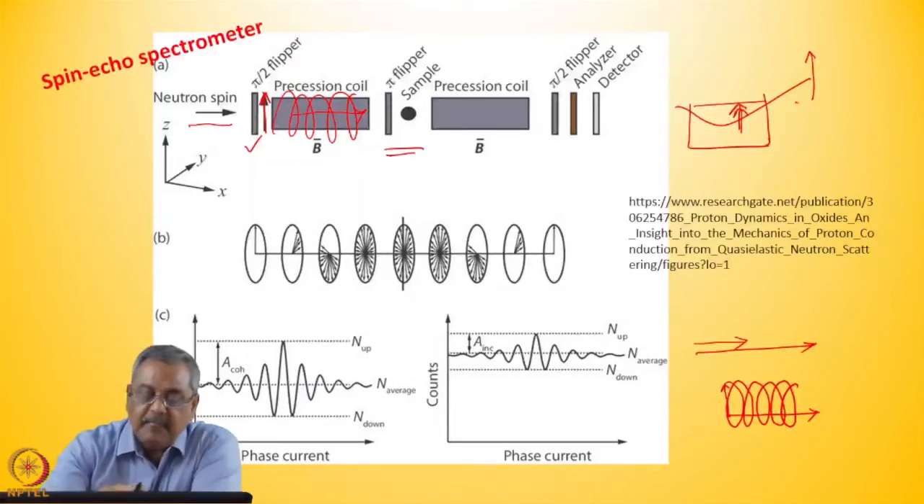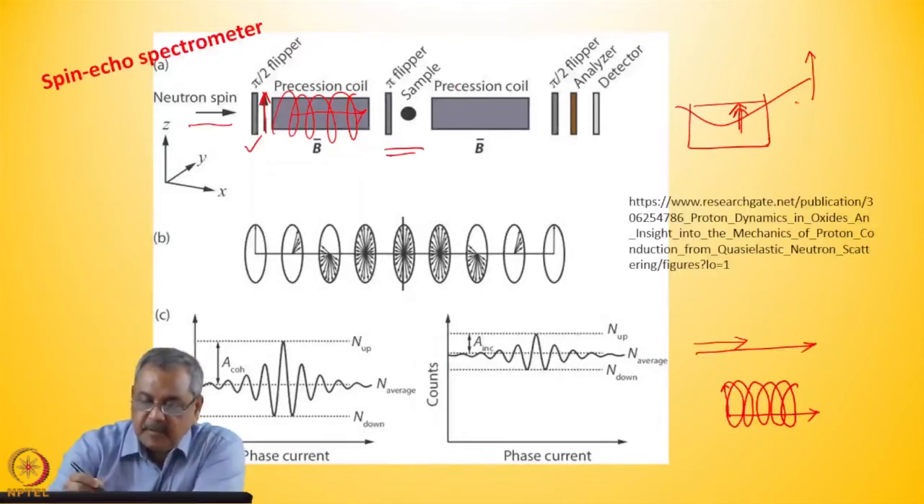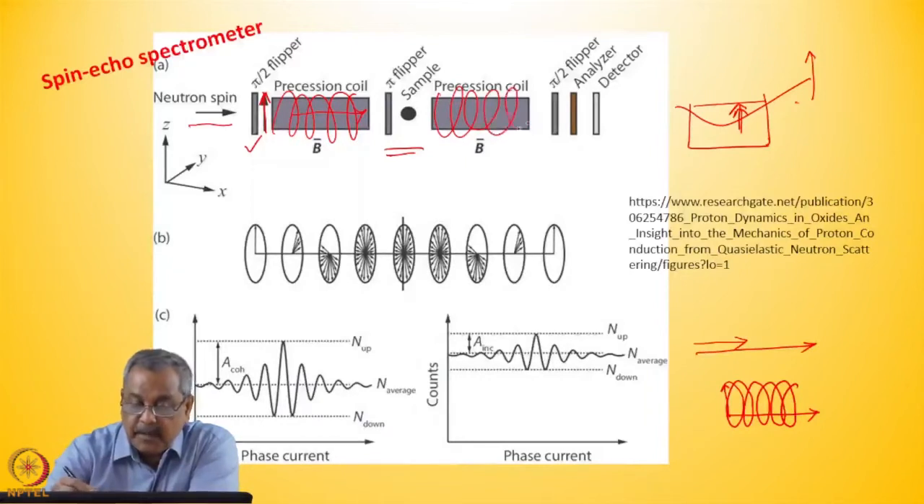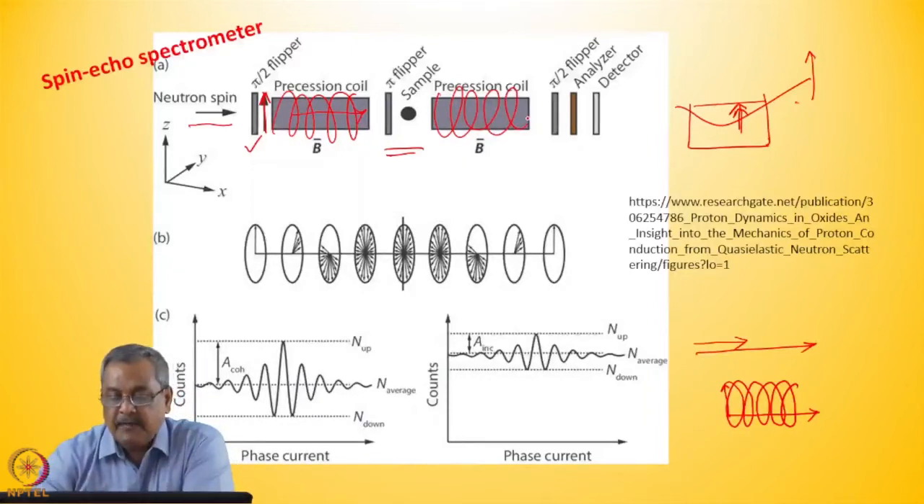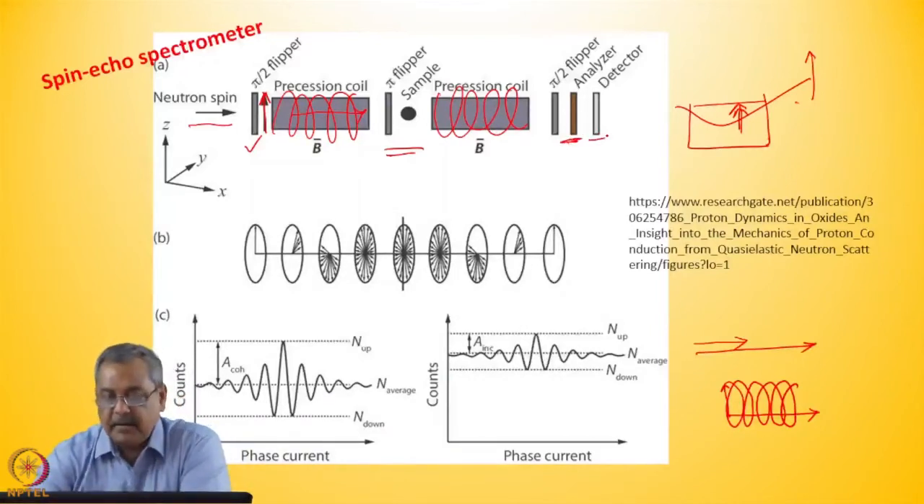The pi flipper basically flips the polarization of the neutron by an angle pi, and then there is a precession coil in which the neutron precesses in the opposite direction. And after that, again there is a pi by 2 flipper and energy analyzer and the detector. So what it does is this.